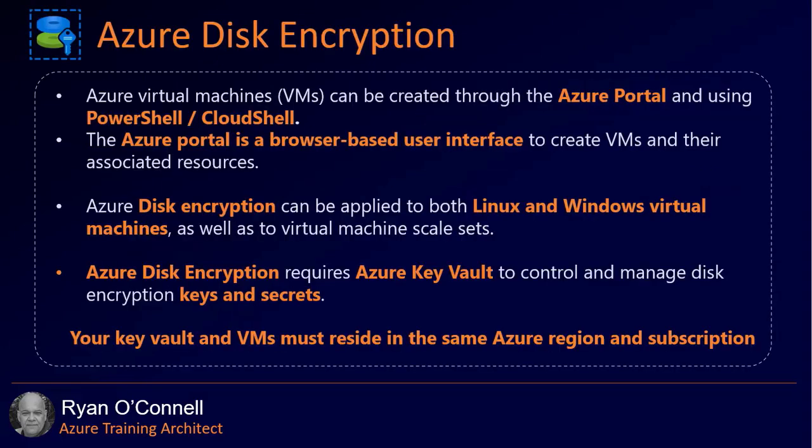Azure Disk Encryption. Azure Virtual Machines can be created through the portal and PowerShell/Cloud Shell. The portal is a browser-based user interface to create VMs and the associated resources. Azure Disk Encryption can be applied to both Linux and Windows virtual machines, as well as virtual machine scale sets. Azure Disk Encryption requires Azure Key Vault to control and manage and encrypt keys and secrets. Your key vault and VMs must reside in the same region and subscription when you are talking about encryption.